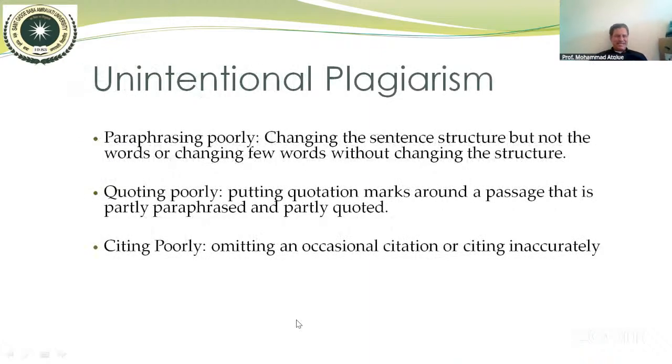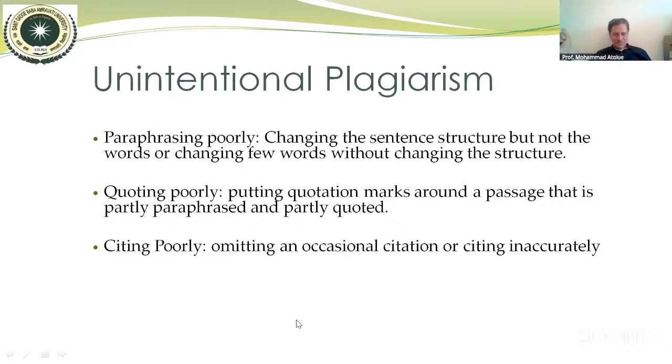There are two more categories, what they call unintentional and intentional plagiarism. So we'll have a cursory look at these two. That is paraphrasing poorly, changing the sentence structure but not the words, or changing few words without changing the structure. Now there are tools available for paraphrasing. Quoting poorly, putting quotation marks around a passage that is partly paraphrased and partly quoted. So if you put anything in double quotation marks, that will not be considered, right?